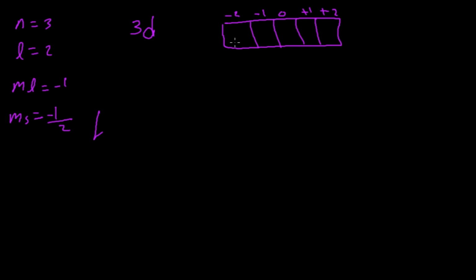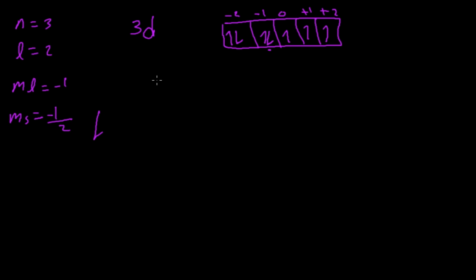So you have to fill in the electrons first in the d sublevel. So you have 1, 2, 3, 4, 5, and 6 and 7. So your electron should be this one, and the electronic configuration of the element ends with MS equal to -1/2 and ML equal to -1.